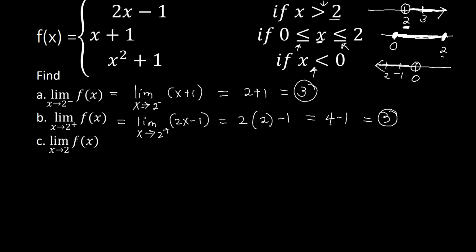Now, looking at that one, we've got the same value for the left side and right side limits. So once you look for the limit of f of x as x approaches 2, you now know the answer. That is equal to 3, because again, the left-hand limit and the right-hand limit are the same. So our limit exists and the value is 3.